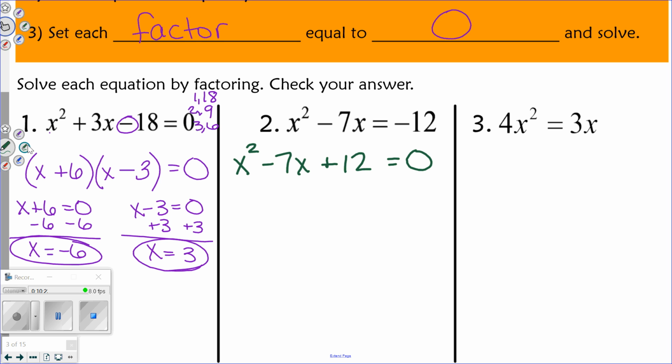No GCF, so I can go right to my parentheses. Last one's positive. My signs are, they're the same. Both plus or both minus? Both minus. Good. Options for A. Oh, I like these easy factoring ones, right? Not many options. Options for C.